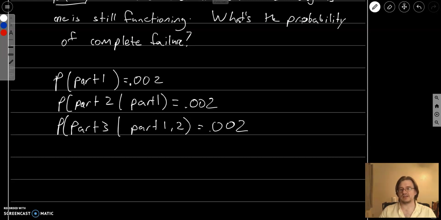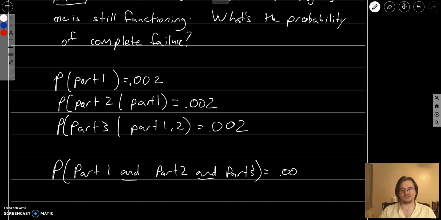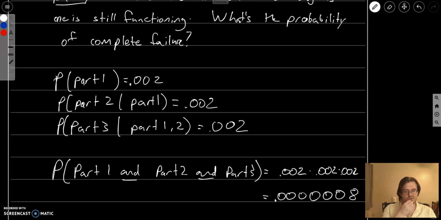So the probability of complete failure, the only way that complete failure goes is if part 1 fails, the first part fails, and part 2, and part 3, which is going to be 0.002 times 0.002 times 0.002, which happens to be 0.000008. I hope I did my math right.